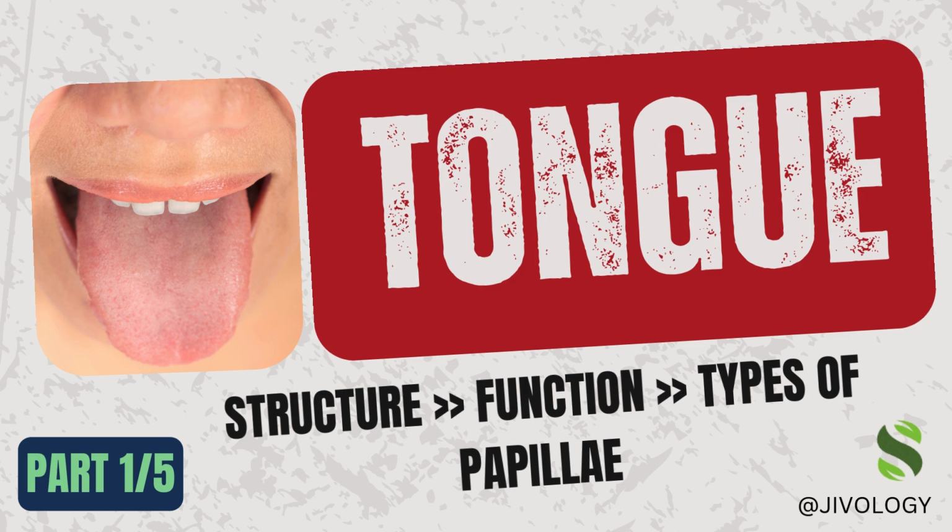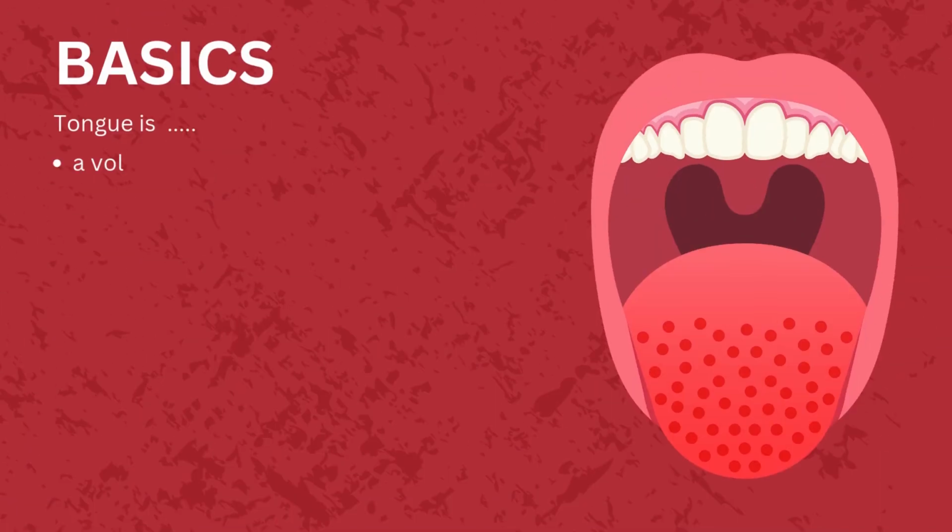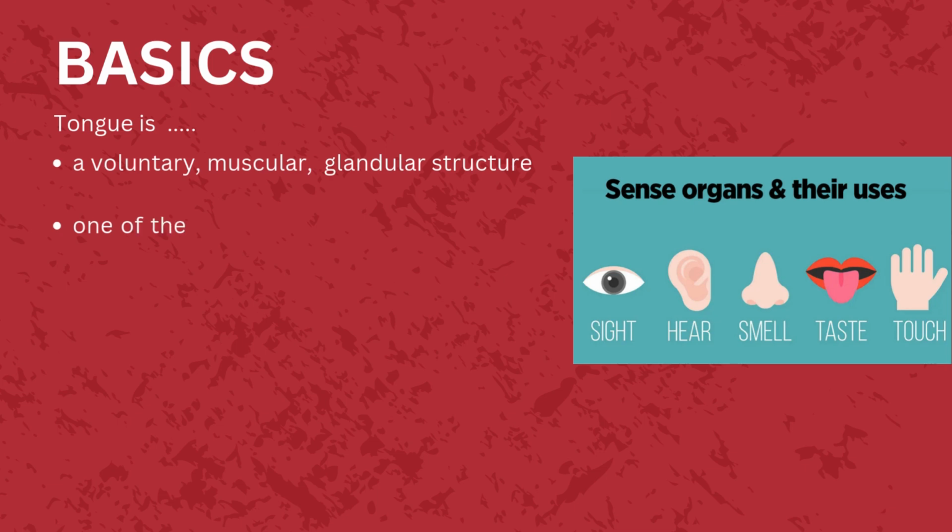So let's begin. The tongue is a special part of your body. It's voluntary, which means you can control it whenever you want, like when you move it to talk, chew, or taste. It's also a muscular organ, so it has muscles that help you move and do all those things. Now, tongue is also a glandular structure, meaning it has tiny little glands that help produce things like saliva, which is most important for chewing and swallowing.